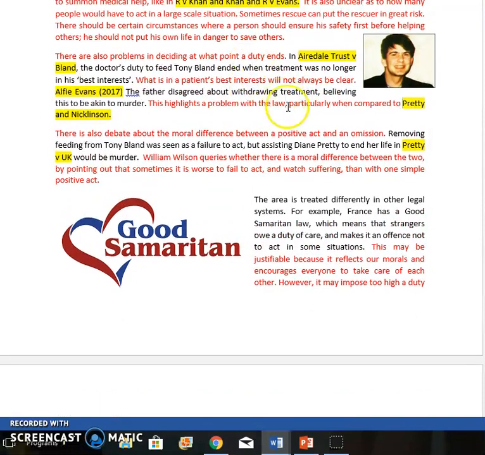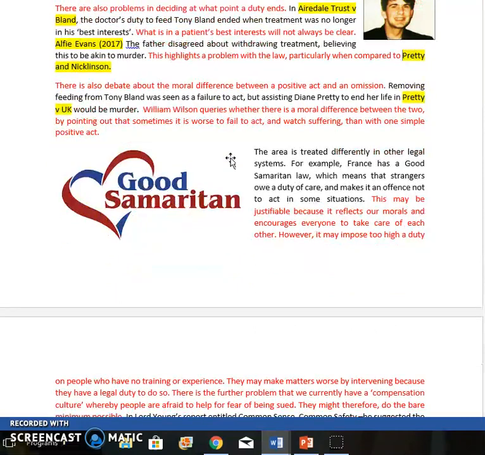So as I was saying, there is a real inconsistency here: if you're withdrawing treatment, that's legal, but if you're doing a positive act, that is murder. And yet in both situations, the outcome is the same, death. And as we've seen with Alfie Evans, withdrawing treatment is sometimes seen as controversial in any event. So really important AO2 points to draw out in your essay here.